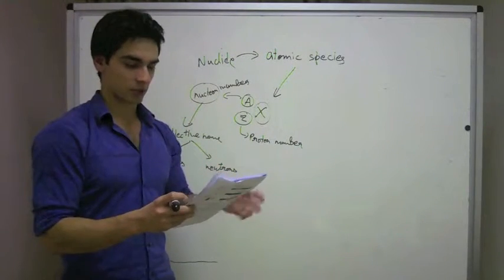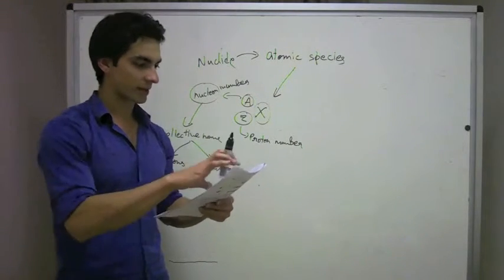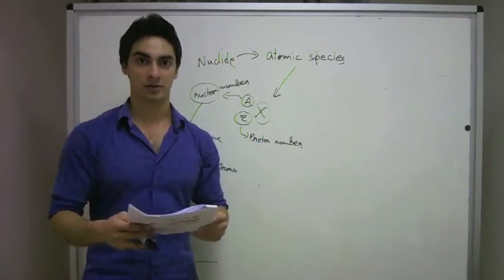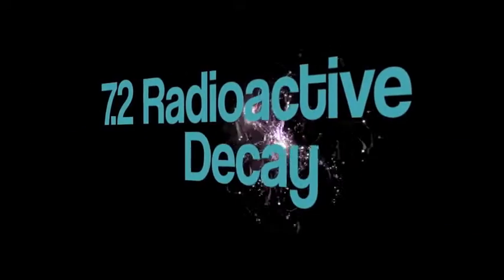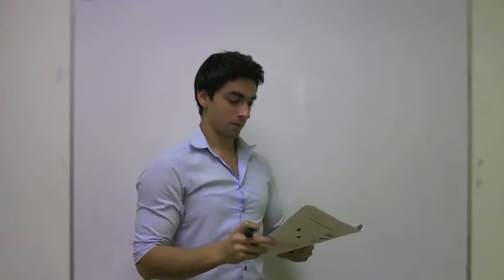And a femtometer, like you know, is 10 to the power minus 15 meters. So yeah, that completes section 1. Now we'll move on to section 2, radioactive decay. Okay, 7.2 is radioactive decay.